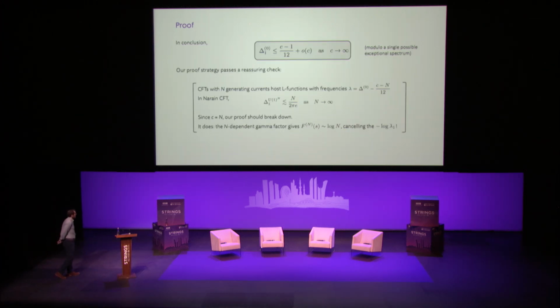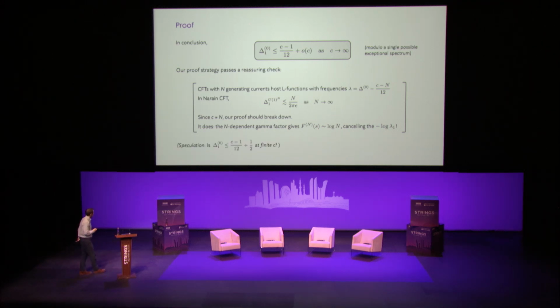Now, I'm basically out of time. There's a check here, which is very reassuring. If you look at the Narain case, where the gap grows with n, the proof should break down. It does because the gamma factor depends on n, which is getting large. So this is a reassuring fact about the strategy.